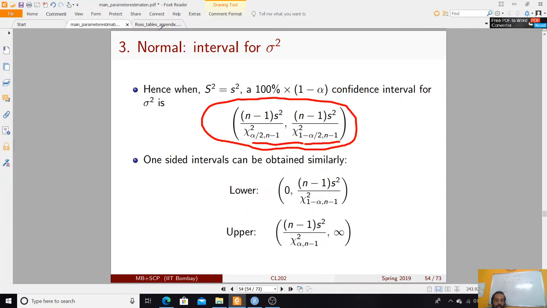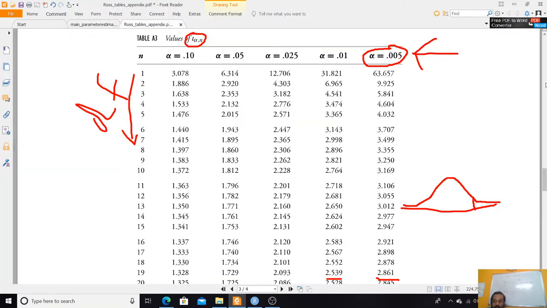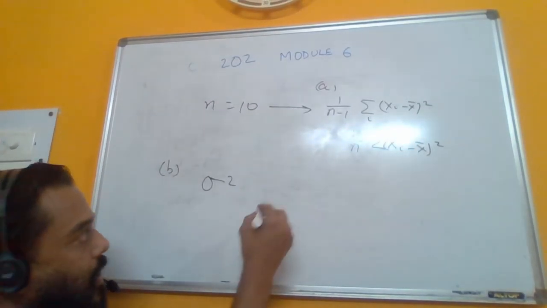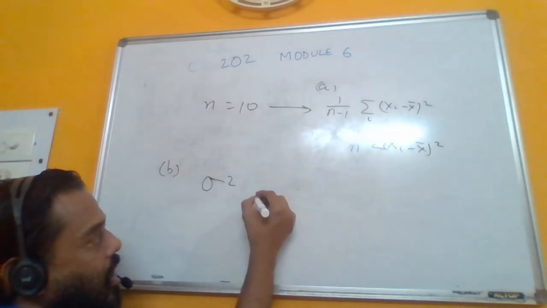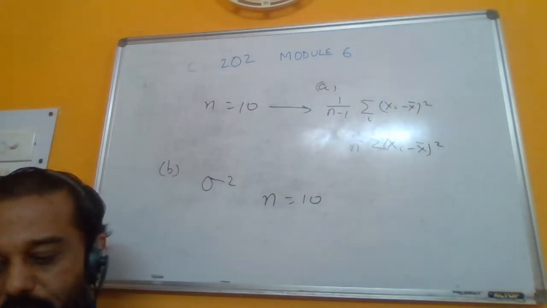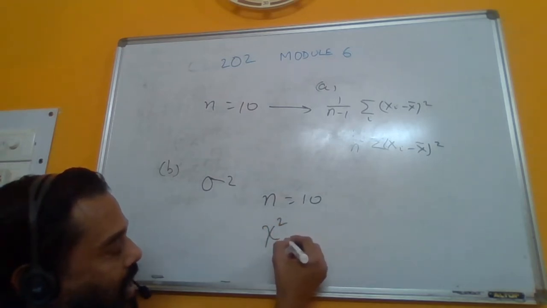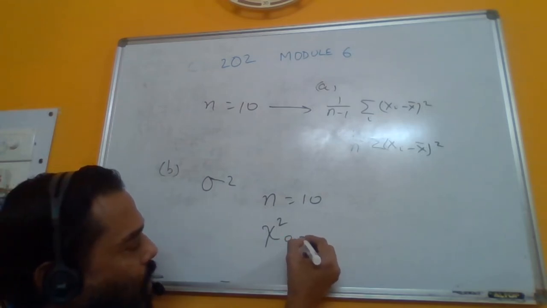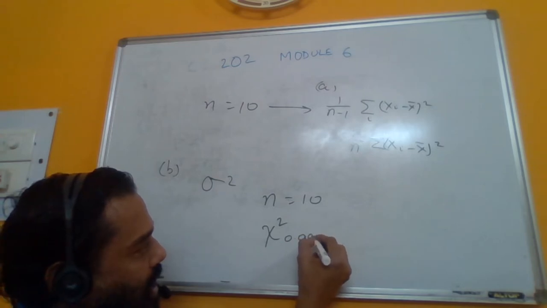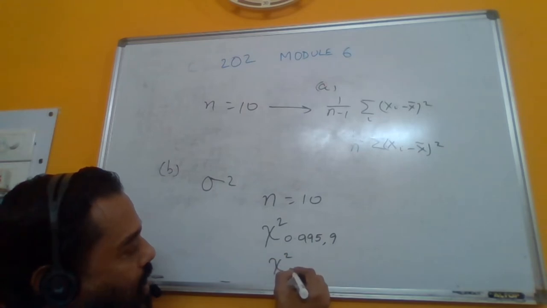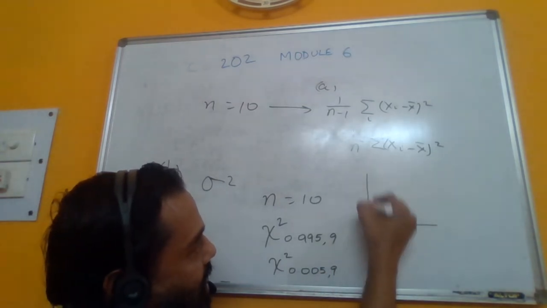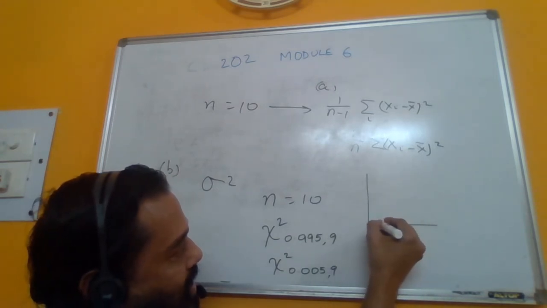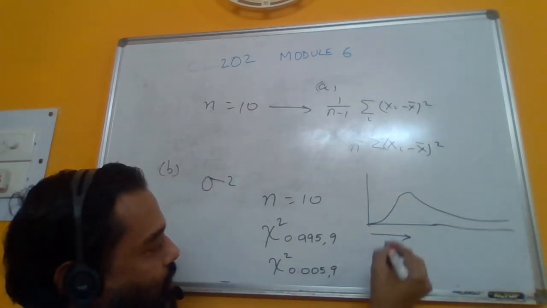Let me just look at the table. So we have not seen a chi-square table. Let's go back to the chi-square table. So in this case, n was how much? This is problem number 36. So n was 10. And you needed a 99% confidence interval. So you need these two points, chi square 0.995, 9, and chi square 0.005, 9. Okay, the chi square is only positive. There are no negative numbers here. So it is going to be something like this.